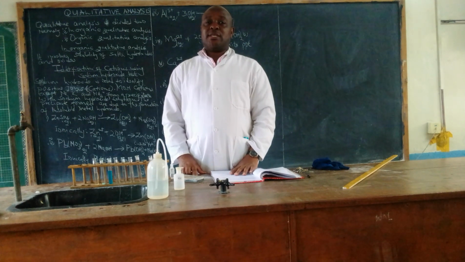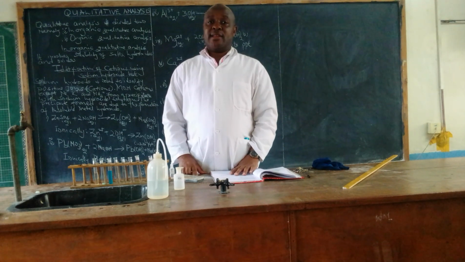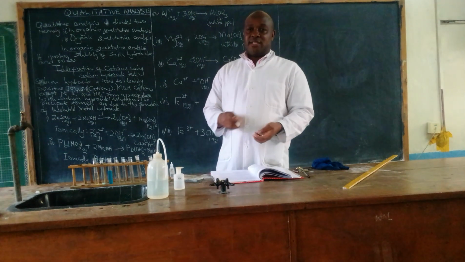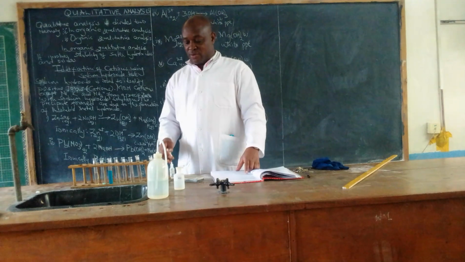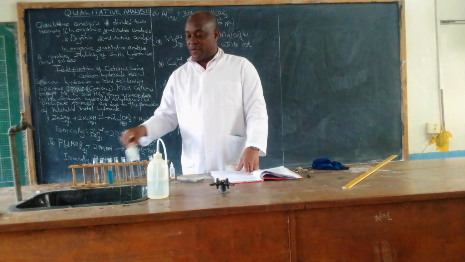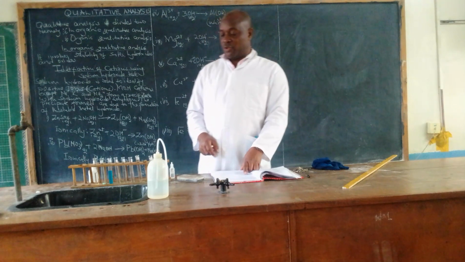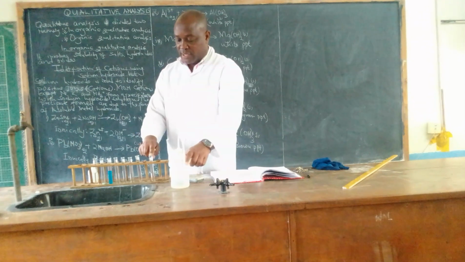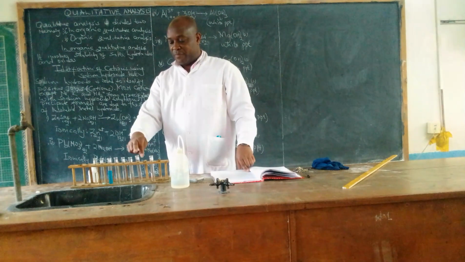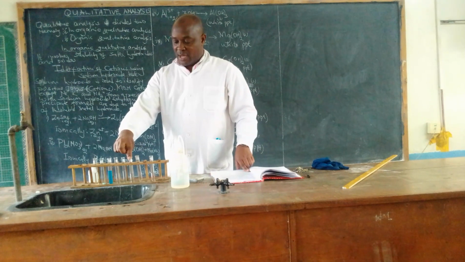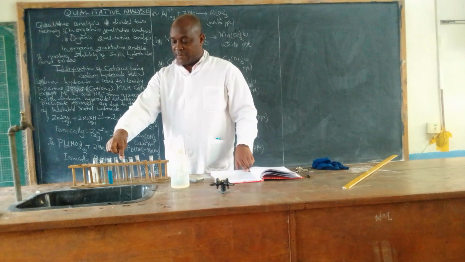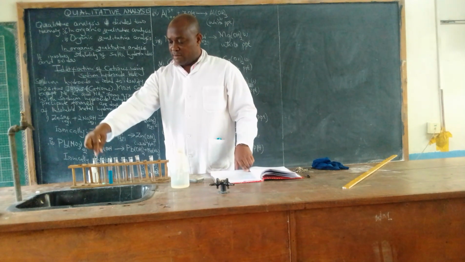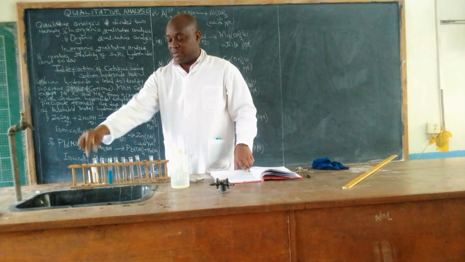Today we are going to discuss something different as far as qualitative analysis is concerned. We are just going to go straight to the tests, and we are going to use sodium hydroxide as a test for various kinds of metal ions. I have before me zinc sulfate, lead nitrate, aluminium sulfate, magnesium nitrate, calcium nitrate, copper sulfate, and then iron 2, and iron 3.